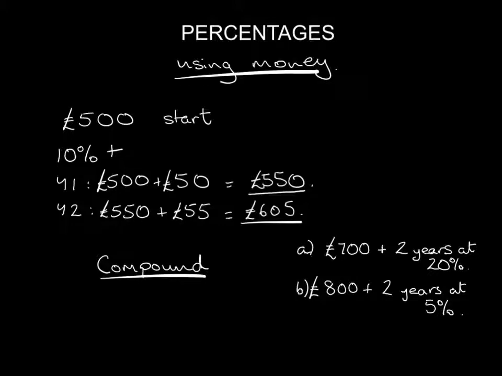Have a go at these two questions before you move on to the next slide. Pause the video now and have a go at using the same method as I have on the left hand side. £700 plus 2 years at 20%, so you'll do year on year, add 20% each time, and £800 plus 2 years of interest at 5%, so work out 5%, add it on, work out another 5% of your new value, and add that on, see what you get.